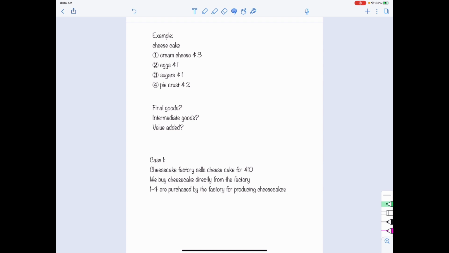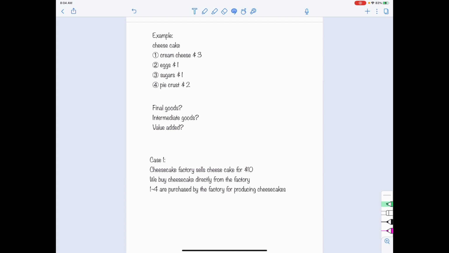Therefore, we say that the value added by the factory equals $3, because it is $10, that is the total market value of the goods that is produced by the cheesecake factory, minus the value of the intermediate goods that they put into the production process, which equals $7. So 10 minus 7 equals $3.